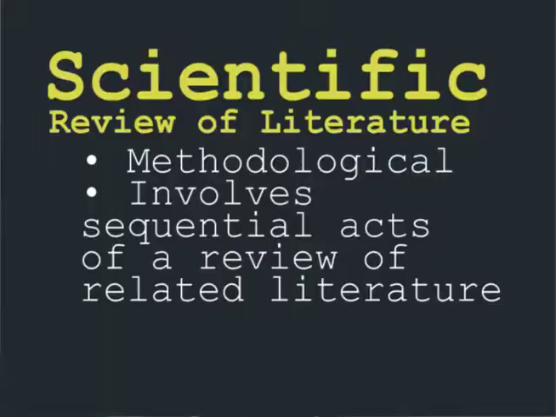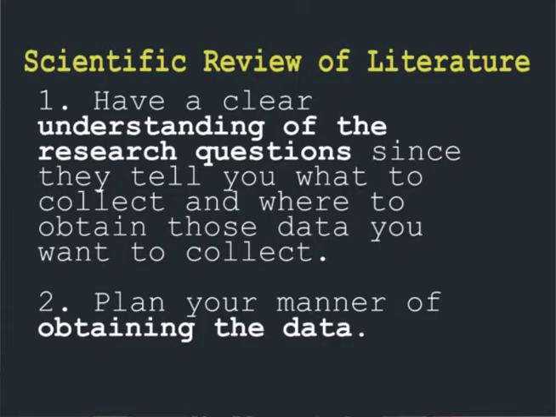Now, the second approach is the systematic review of literature. This is more complicated because, first, it is methodological. It involves sequential acts of a review of related literature. So, unlike the traditional review of literature, na wala siya talagang as in certain method, the systematic review requires you to go through the following steps. First, you need to have a clear understanding of the research questions, since they will tell you what to collect and where to obtain the data you want to collect.